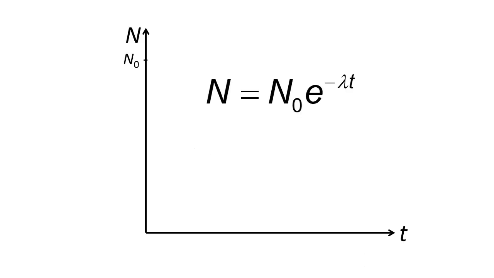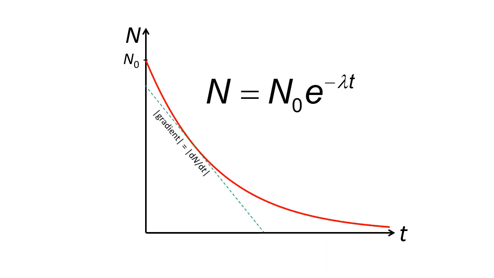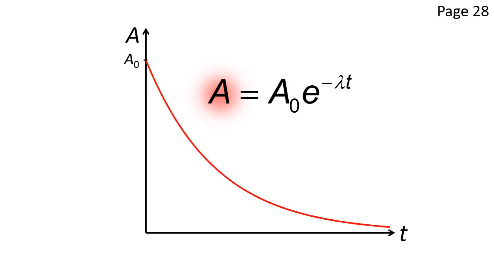As it turns out, the number of radioactive nuclei in a sample drops exponentially with time. And when we plot the number of radioactive nuclei in a sample as a function of time, the gradient at any time is the activity of the sample at that time. Now, since the activity of a sample is proportional to the number of radioactive nuclei in a sample, the activity of a radioactive sample also drops off exponentially with time.